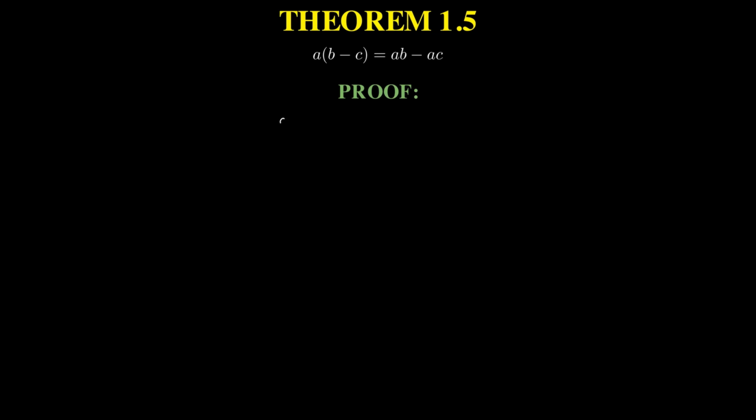Now let's begin with our new proofs. Theorem 1.5: a times (b minus c) equals a times b minus a times c. This is an extension of the distributive property.